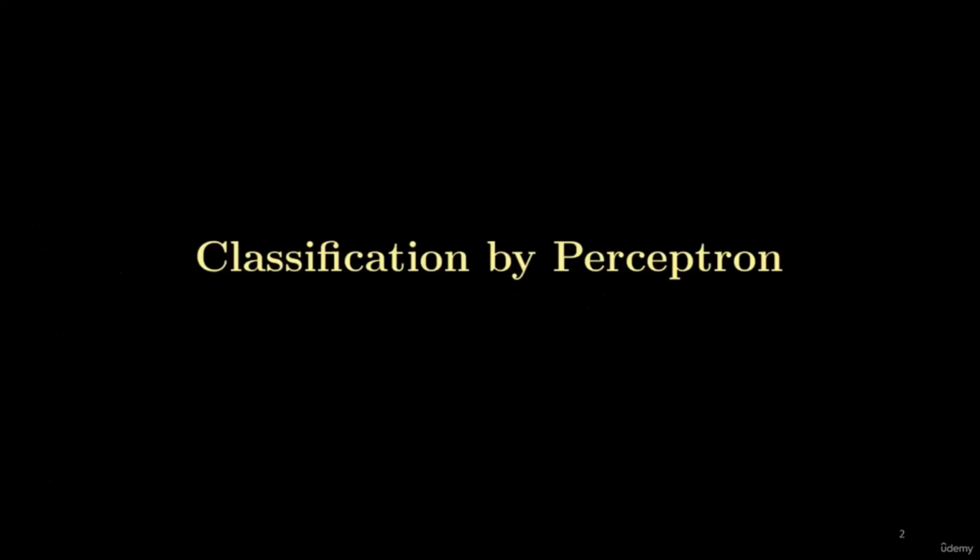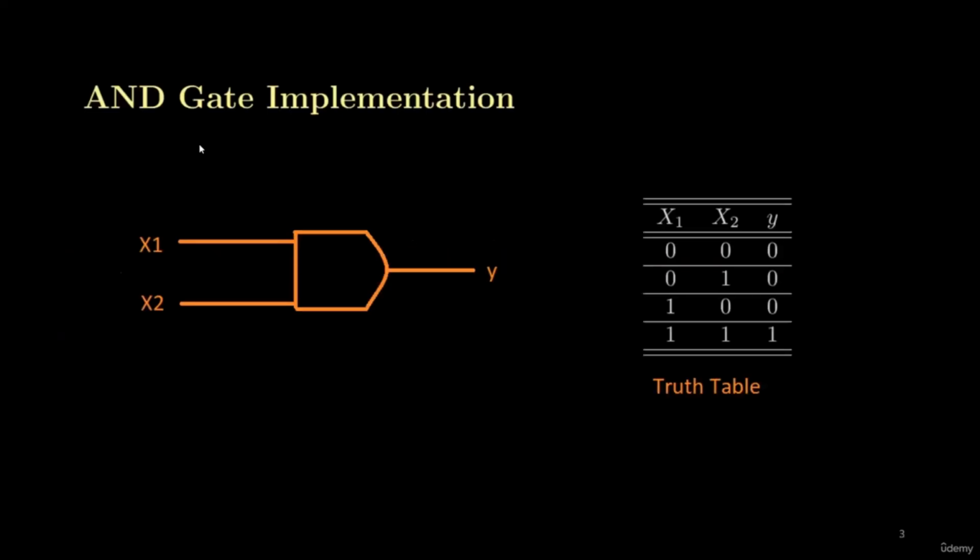So in this lecture, we are going to learn how we can perform classification with the help of the perceptron. So perceptron is considered as the simplest form of the neural network. So let's start with the application of AND gate implementation. This is our AND gate. The property of AND gate is that it produces output which is equal to 1 only if both of its inputs are equal to 1. Otherwise, it will produce 0.